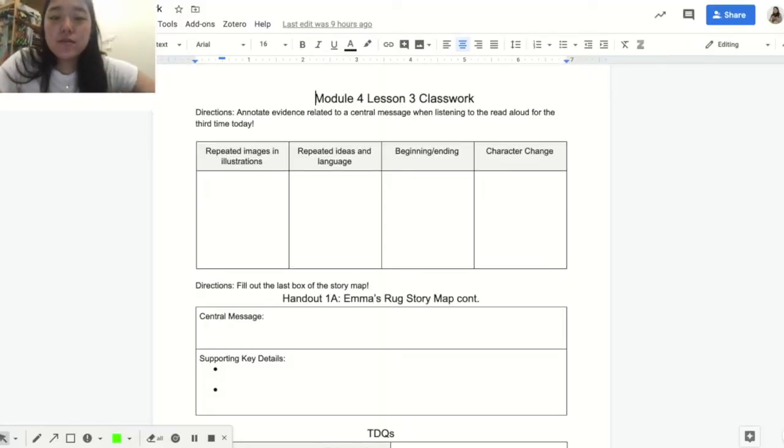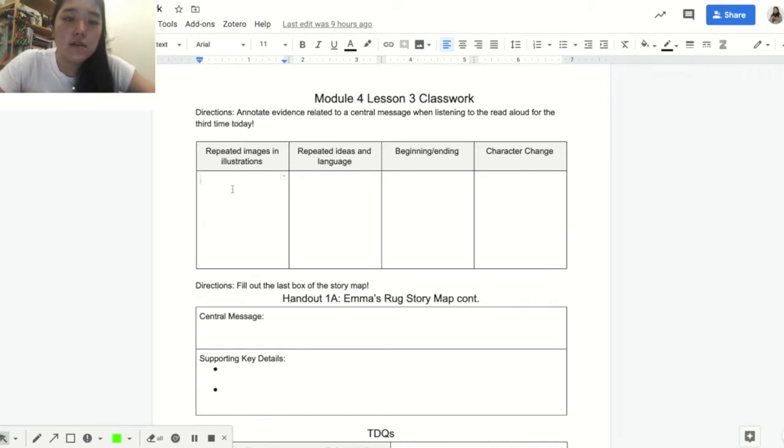Alright, so after reviewing how we identify a central message in a text, this is going to be the first part of your classwork today. So take a look here. The directions say annotate evidence related to a central message when listening to the read aloud for the 3rd time today. So I'm going to insert Emma's Rug again, read aloud by me. And while you're listening to this story for the 3rd time, I want you to be jotting notes related to what the central message could be in our text by utilizing these 4 different strategies.